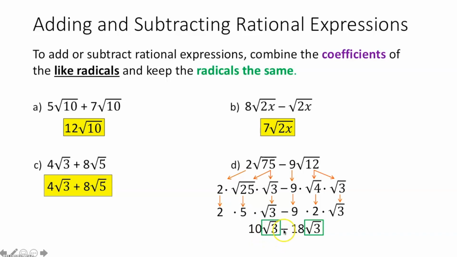So what's 10 rad 3 minus 18 rad 3? Well, since your like radical is rad 3, you're going to keep that, and it's going to be something rad 3. Well, what's that something? What's 10 minus 18? That's going to be -8. So your answer is -8 rad 3.